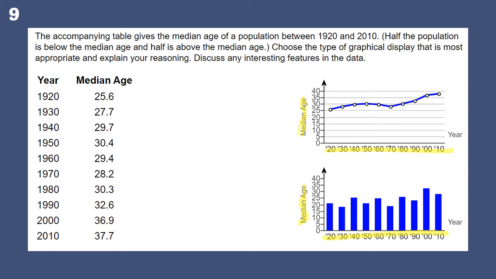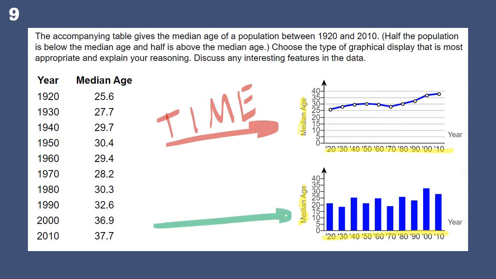The other thing we have to watch out for is, did we pick the best graphical display for our data? If we have years, or if we have time, so if time is our independent variable and we're showing a change over time, we generally don't use bar graphs. So the question would then be, when do we use bar graphs? Because I feel like a lot of times we use time as our variable. Well, we use bar graphs when we have categorical data.